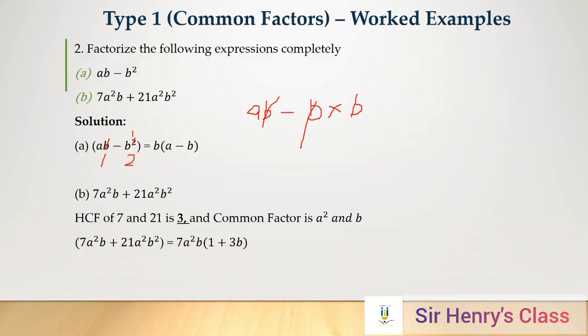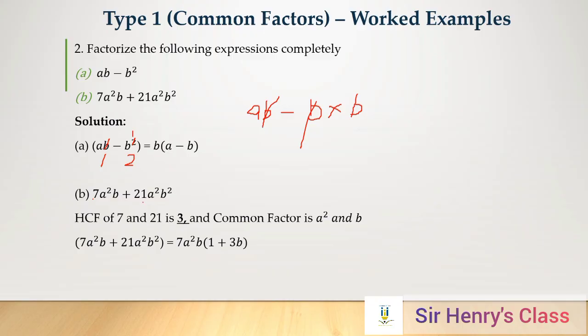b times a is ab. b times negative b is negative b squared. Always when you multiply, you should get back the original expression. If not, then your solution is wrong. Now the next one: 7a squared b plus 21a squared b squared.